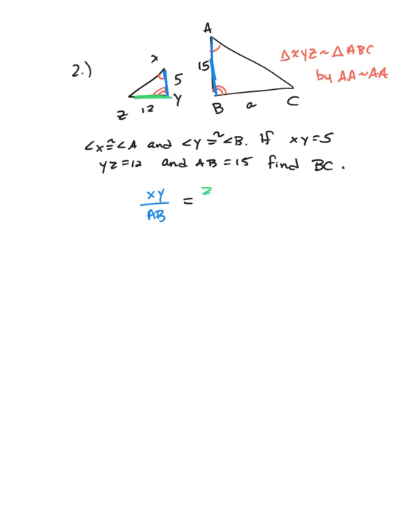And you have ZY corresponds to CB. Now I'm just going to put in the numbers. So that is 5 to 15, 12 to A. So this here is using CSSTP. And now I'm going to cross multiply.